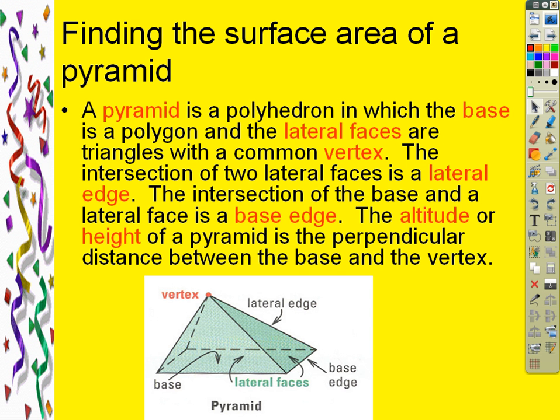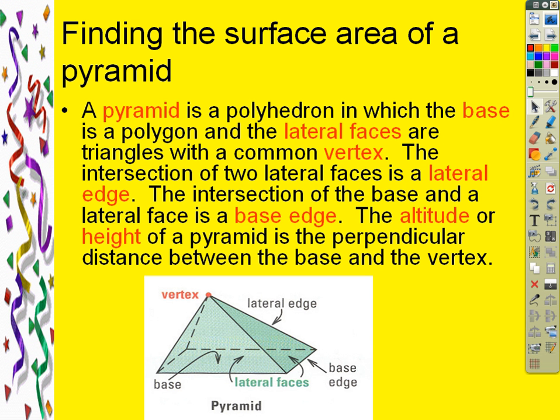The base, we could say, has edges around it that we call base edges. And then the faces on the sides, the lateral area, these lateral faces have edges between each other called lateral edges. Okay? So there's a picture, just like the picture in your book, no big deal. Okay, that's what a pyramid looks like in general.